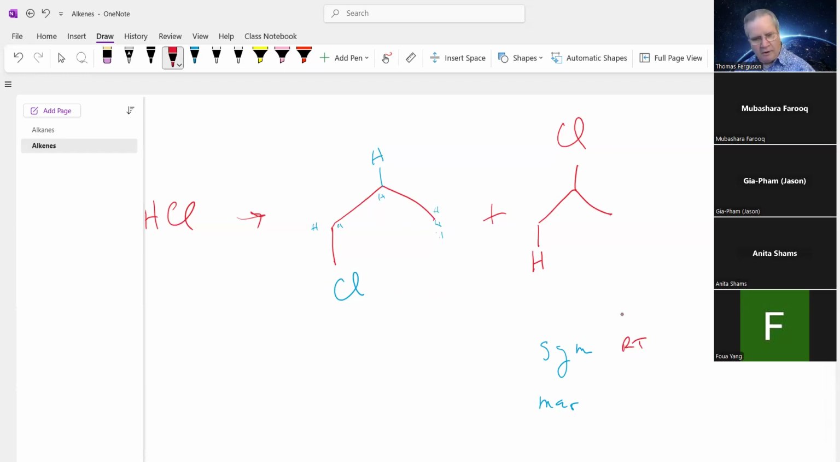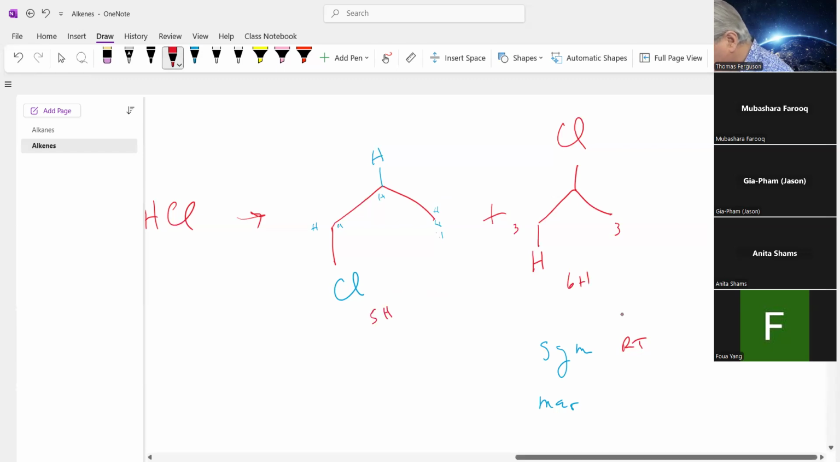What about according to Markovnikov? Well, we've got 3 there, 3 there. So that's 6 hydrogens. We've got 2 here and 3 there, so that's 5 hydrogens. So Markovnikov says also the right one is going to be more stable. We circle it.